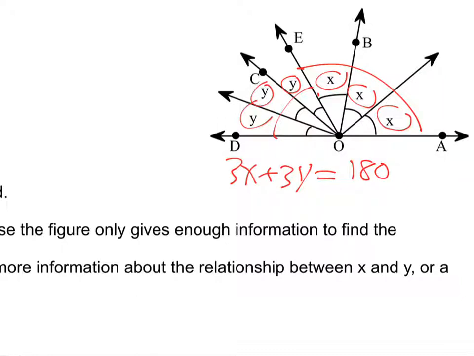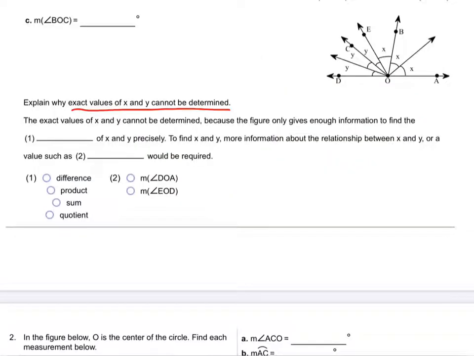But that's all we have. We don't have a second equation. See how on parts A and B, they always gave us a second equation? If you have 2 letters, you need 2 equations. So why can't they? The exact values of x and y cannot be determined because the figure only gives enough information to find the sum, the adding up of x and y, right?